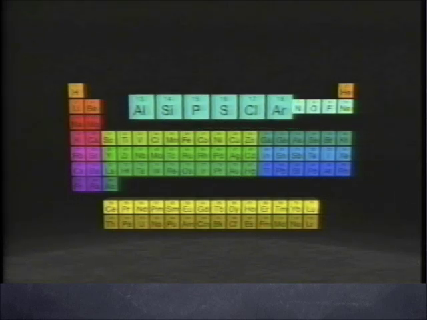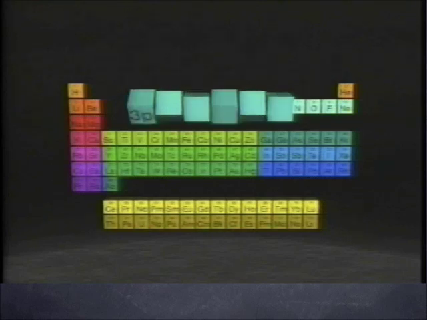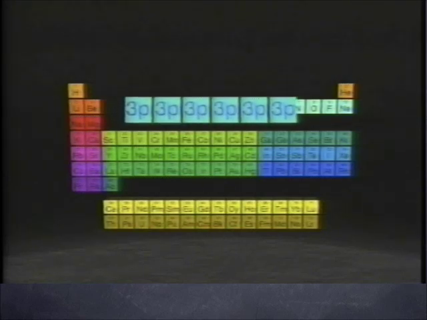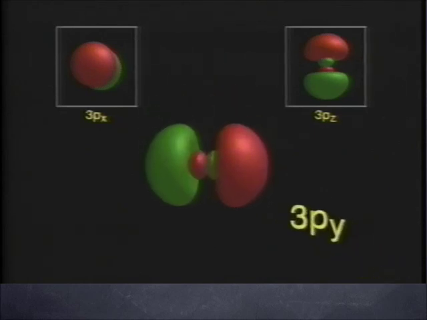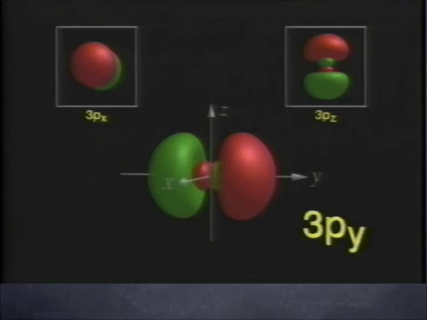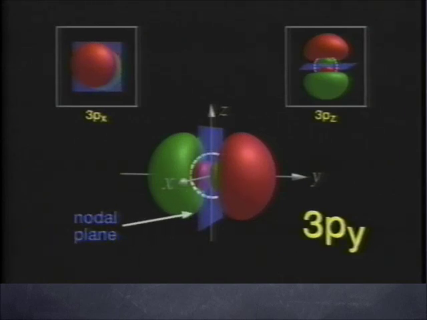The next 6 elements have valence electrons in the 3p orbitals. Like the 2p orbitals, there are 3 3p orbitals. Each of these orbitals points primarily towards the x, y, or z axes. Each 3p orbital has 1 nodal sphere, and every 3p orbital has 1 nodal plane. These orbitals form a set that can be occupied by up to 6 electrons.